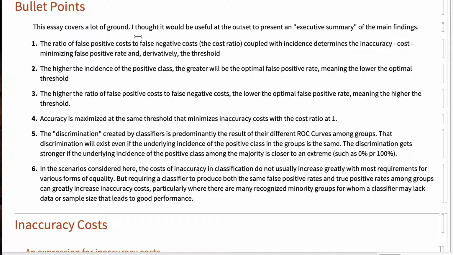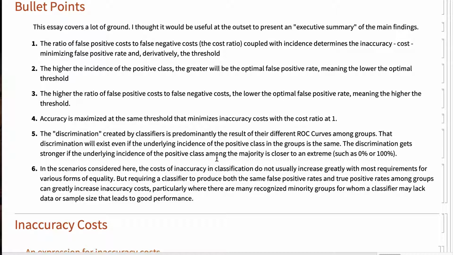Finding 4. Accuracy is maximized at the same threshold that minimizes inaccuracy costs, with the cost ratio set to 1. Finding 5. The discrimination, in air quotes, created by classifiers is predominantly the result of their different ROC curves among different groups. And that discrimination will exist even if the underlying incidence of the positive class in the groups is the same. The discrimination gets stronger if the underlying incidence of the positive class among the majority is closer to an extreme, such as 0% or 100%.